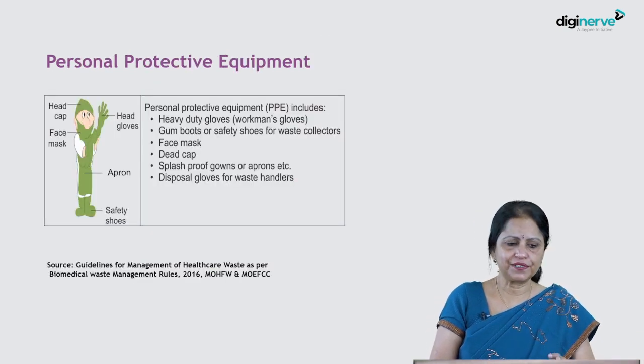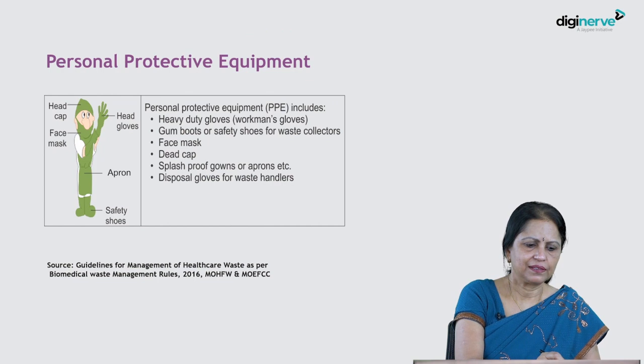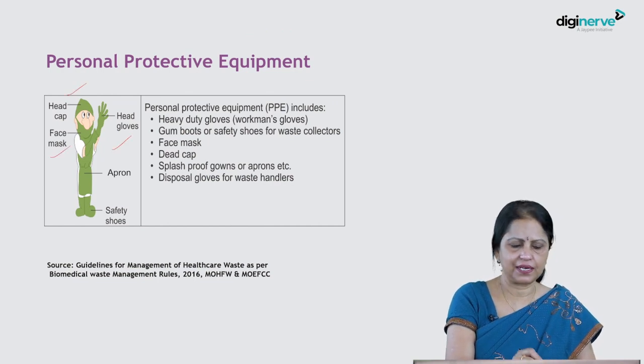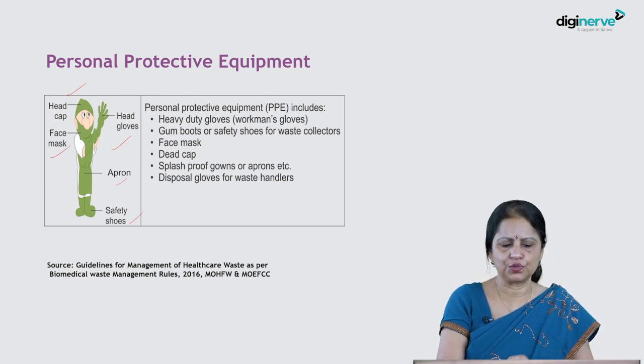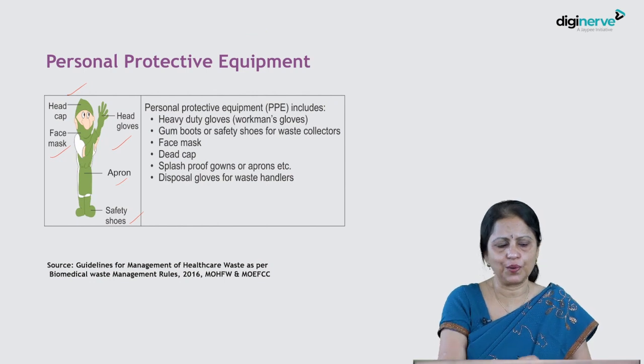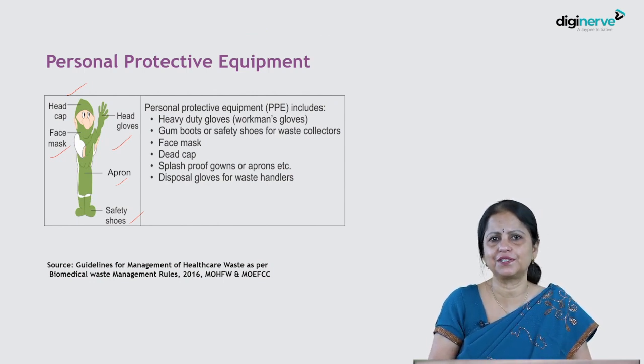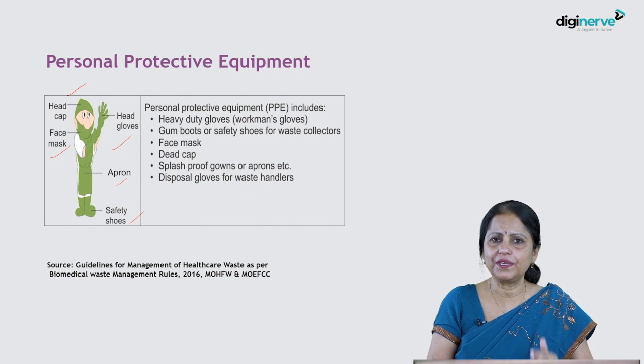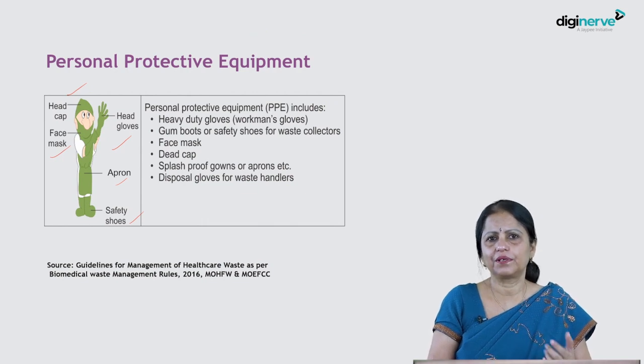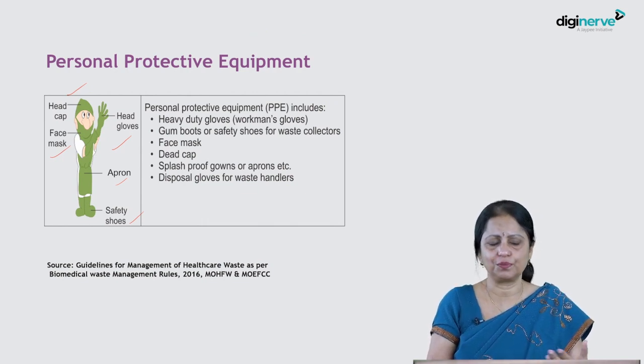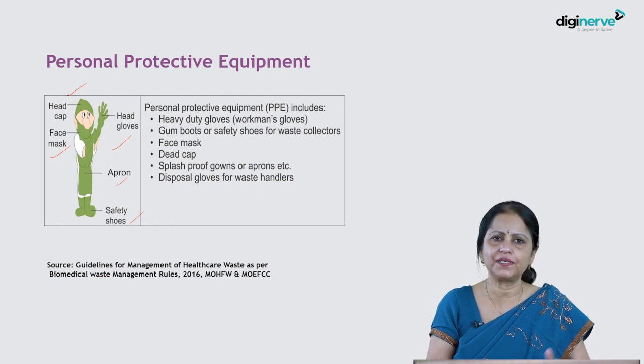So personal protective equipment, you can see here, the head cap, face mask, hand gloves, aprons, safety shoes, etc. All these fully clad. Now in the context of COVID-19 disease, you have seen how PPE kits are worn, because this is a very contagious disease, so to prevent that. And similarly, PPE kits need to be worn while handling biomedical waste also.